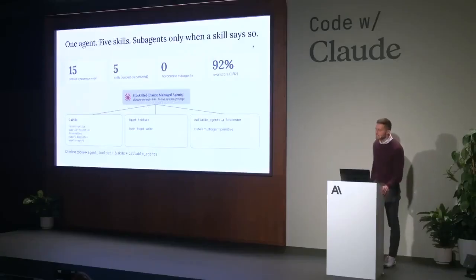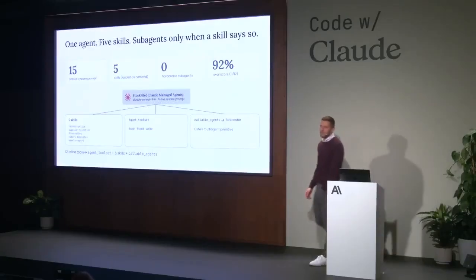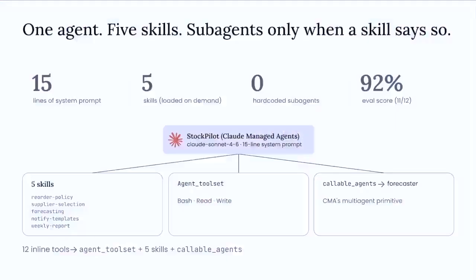Okay, so let's look at the architecture that we ended with. Again, refreshing us, we started with an orchestrator, system prompt of about 400 lines long. We had 12 tools, 3 of them were sub-agents. What did we end with after this exercise?